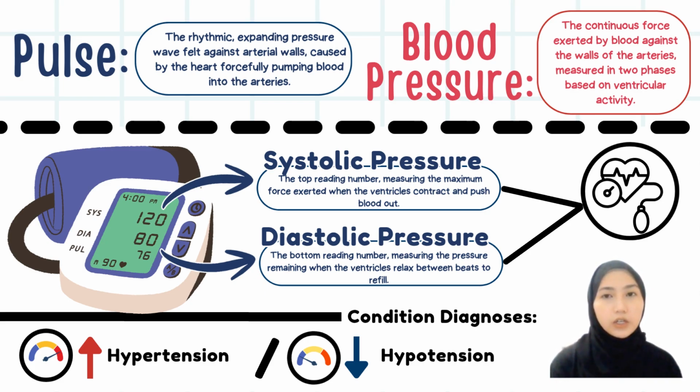When the pressure is chronically too high, the physician may diagnose the patient with hypertension. Meanwhile, when it drops too low, the physician will diagnose the patient with hypotension.